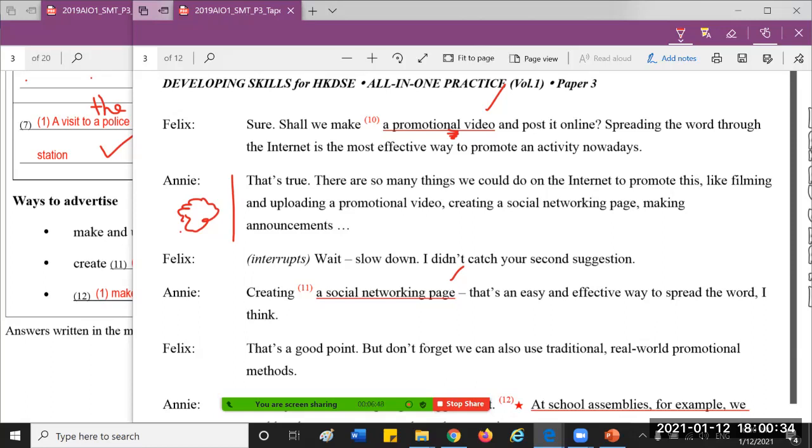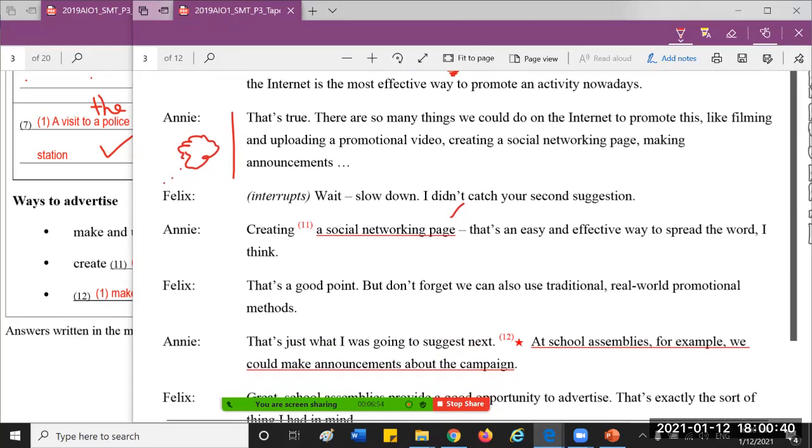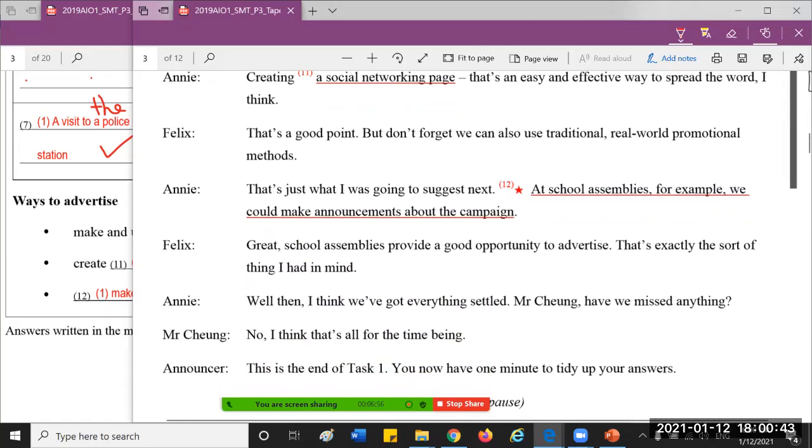Because they were daydreaming, okay? And then don't daydream, keep writing things down, okay? Last one, number 12, at school assemblies. Oh, they did mention S, so yes, you need to include it, use a plural form. For example, we could make announcements about the campaign, okay? If you copy the whole thing, at school assemblies, we could make announcement about the campaign.